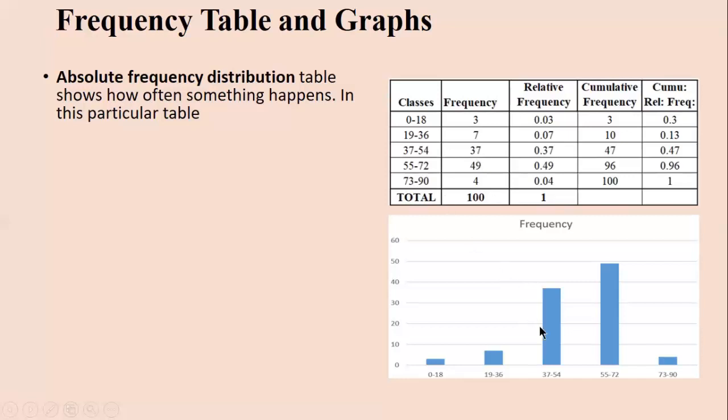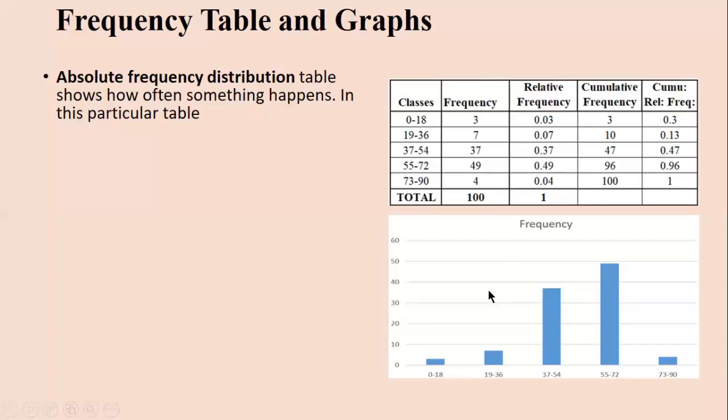Next, you can see that the third class from 37 to 54 has a frequency of 37. So you can see that it is near 40, and the height of this bar shows the frequency of 37. And the next one is 49. So you can see that the height of the bar increased again, it is near 50. It is 49. So this is the frequency distribution for the fourth class, and the last class is from 73 to 90, containing 4 observations or a frequency of 4, drawn like that.